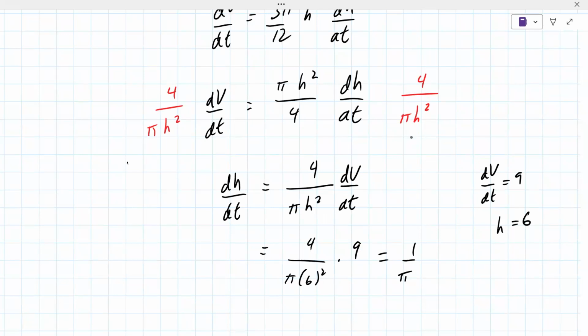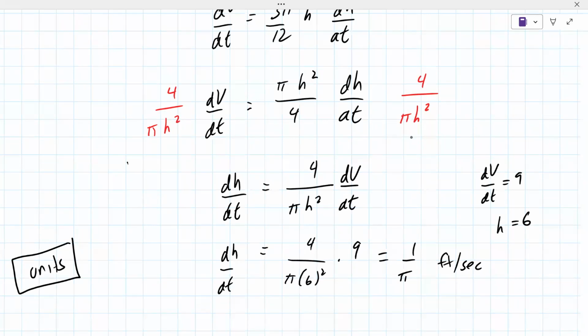And then units: dh/dt, height is in feet per second. Maybe put a box around units at the top of your test to make sure you check for those at the end. Okay.